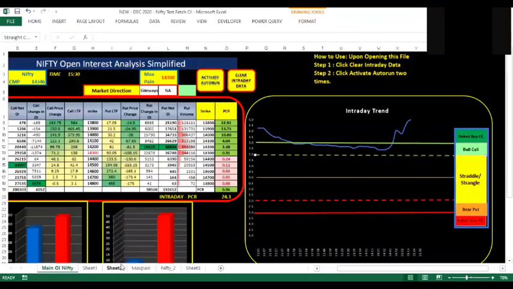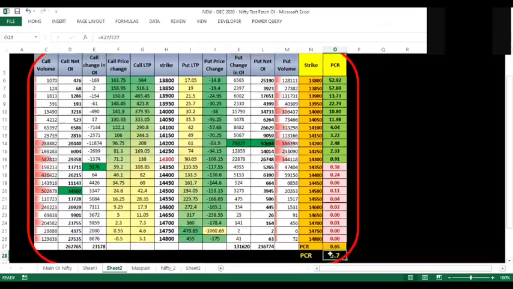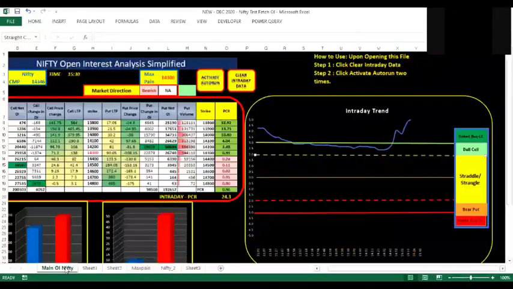So I will show you manually how it changes. Say, for example, let's assume that the PCR drops to 0.65, and I'm just doing it manually. Let us see how it changes the direction here. You see that it has changed to bearish, which means the likelihood of the market remaining bearish is high, because a very large number of people believe that way, and accordingly it indicates more calls have been written, or probably puts have been unwound.